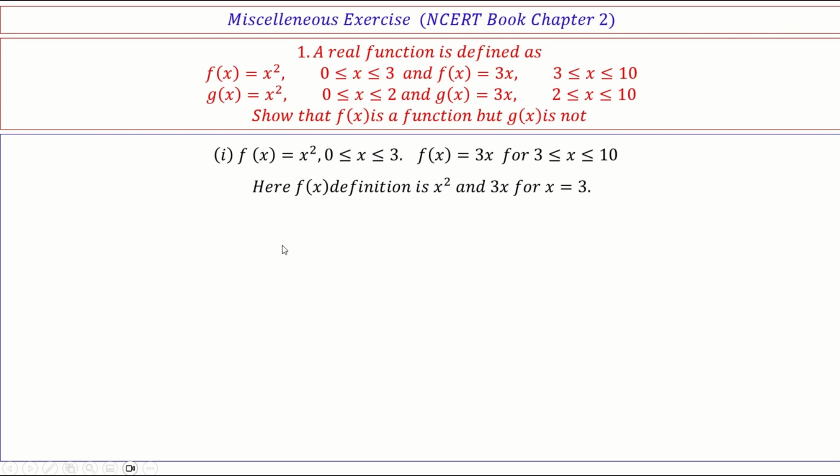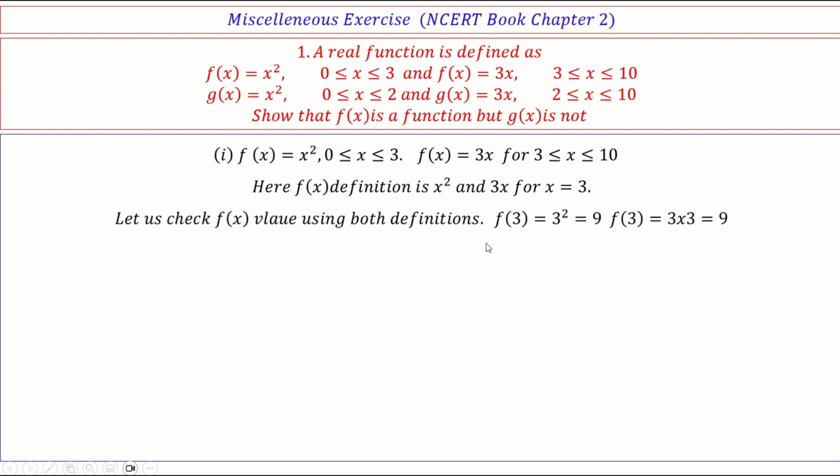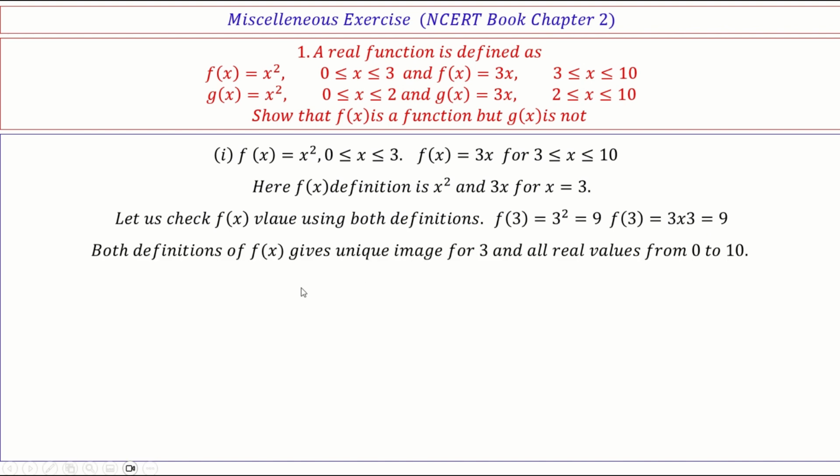So let's find out what is the value of f of 3 with the two definitions, because 3 is inclusive here, and 3 is inclusive here also. So f of 3 equal to 3 square, which is 9. F of 3 equal to 3x, which is also 9. So which means f of 3 has a unique value. Correct. So this is a function. F is a function.